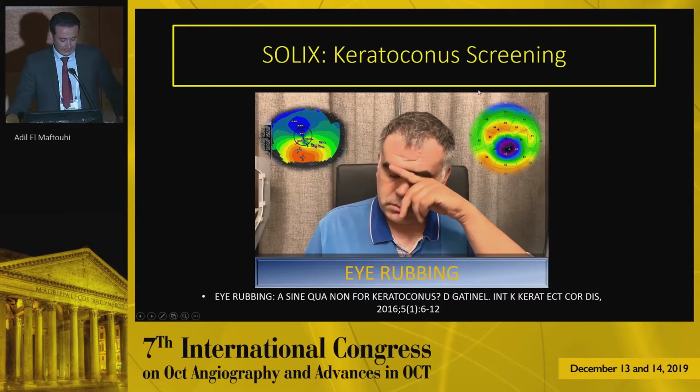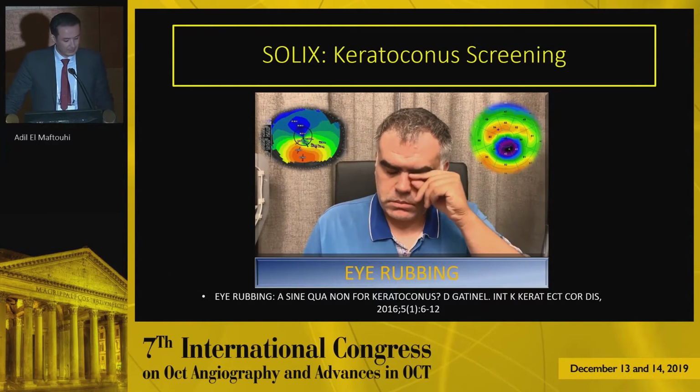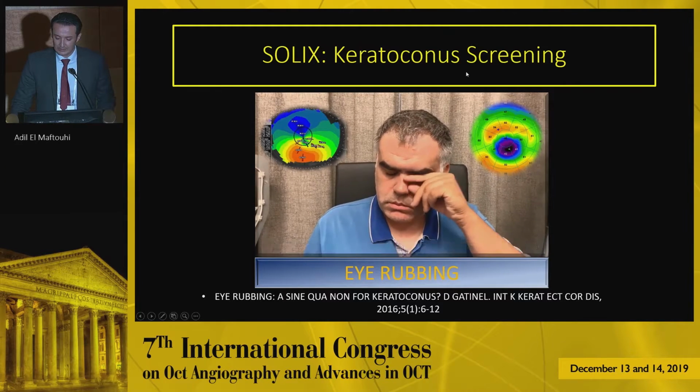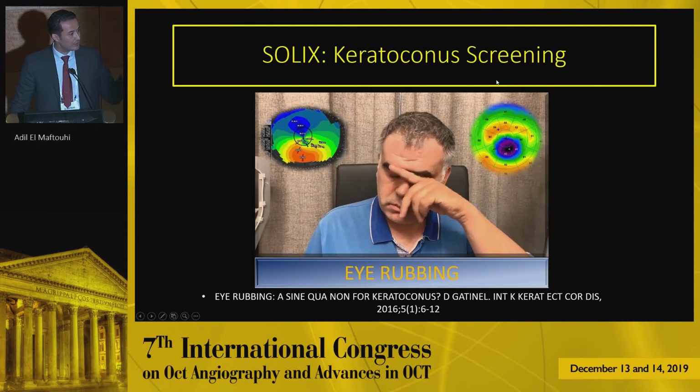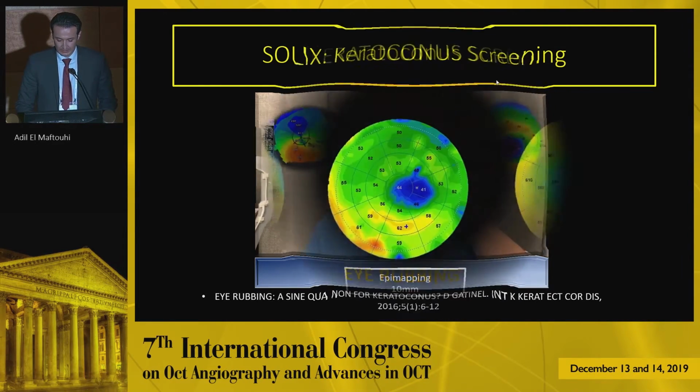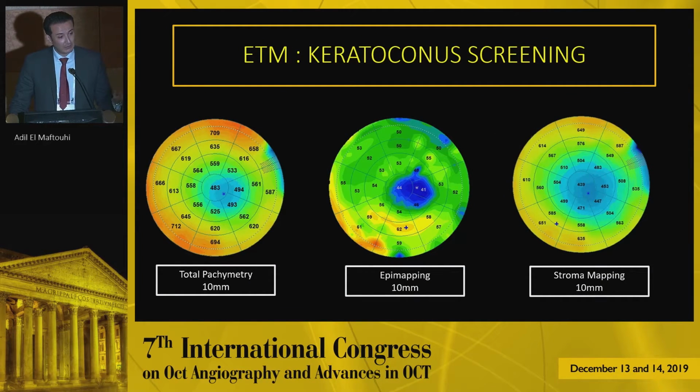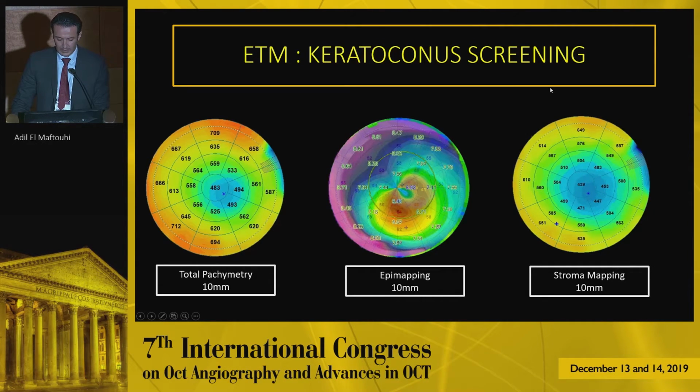And OCT can be helpful for keratoconus screening. Here, in the case of a patient with eye rubbing, in epithelium mapping in keratoconus, you observe a thinning in front of the cone associated with a donut-shaped hyperplasia of the epithelium, already described by Dan Reinstein with Artemis. Now we can have a total pachymetry of 10 millimeters, epithelial mapping of 10 millimeters. Another case of keratoconus with a thinning here, and you can have the stromal mapping of 10 millimeters. And this is the corresponding classic corneal topography.